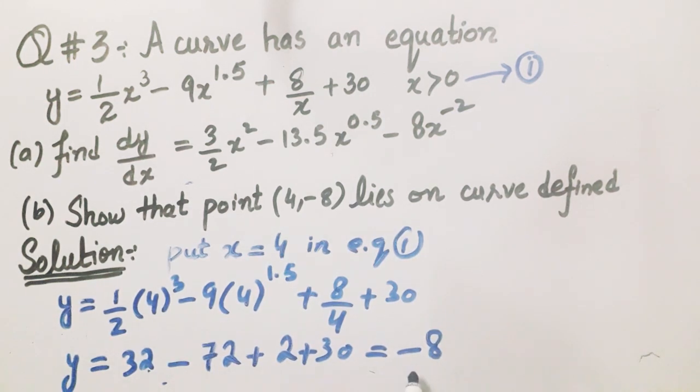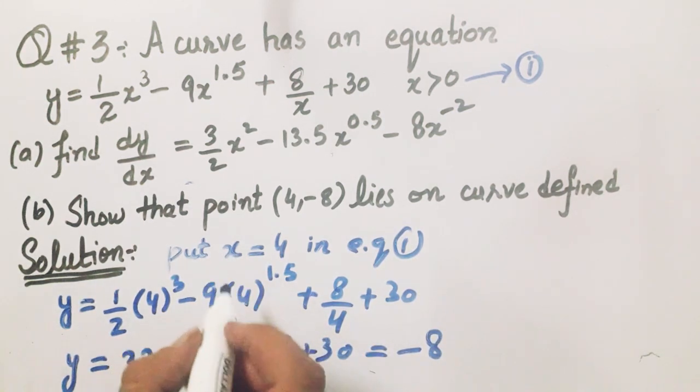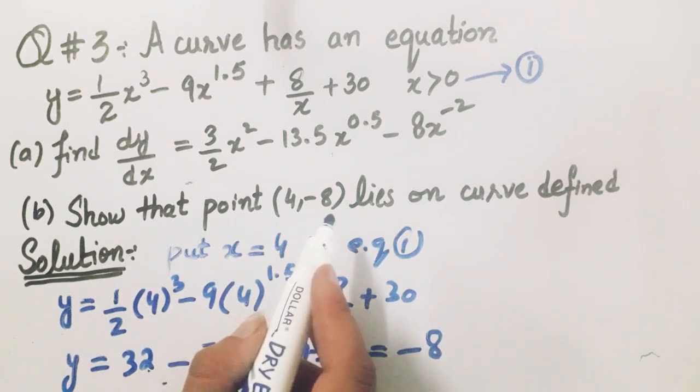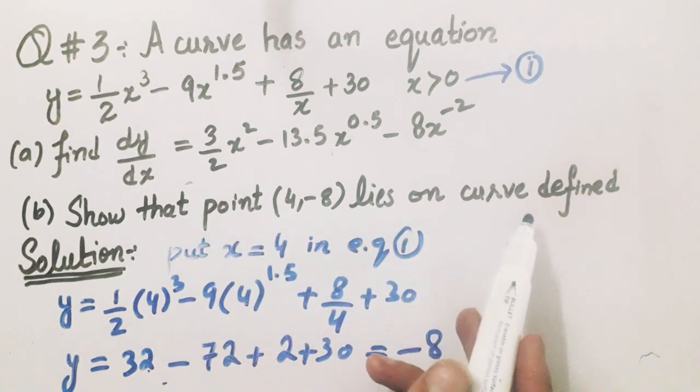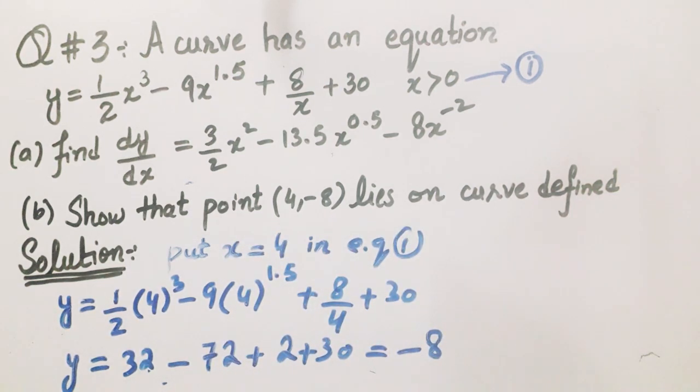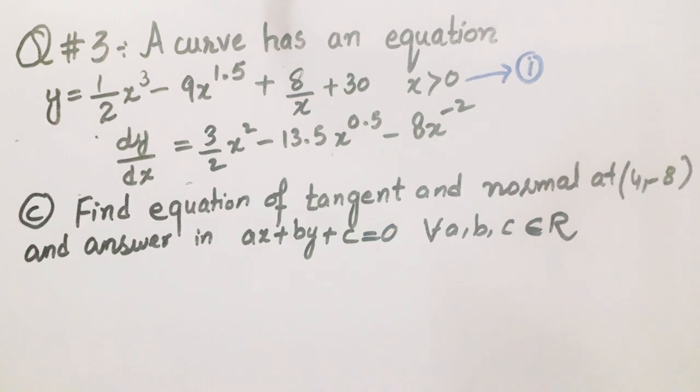So we get y is equal to minus 8. It means when x is equal to 4, y is equal to minus 8. So the result shows that the point 4 and minus 8 lies on the curve defined. Now we will solve the part C.